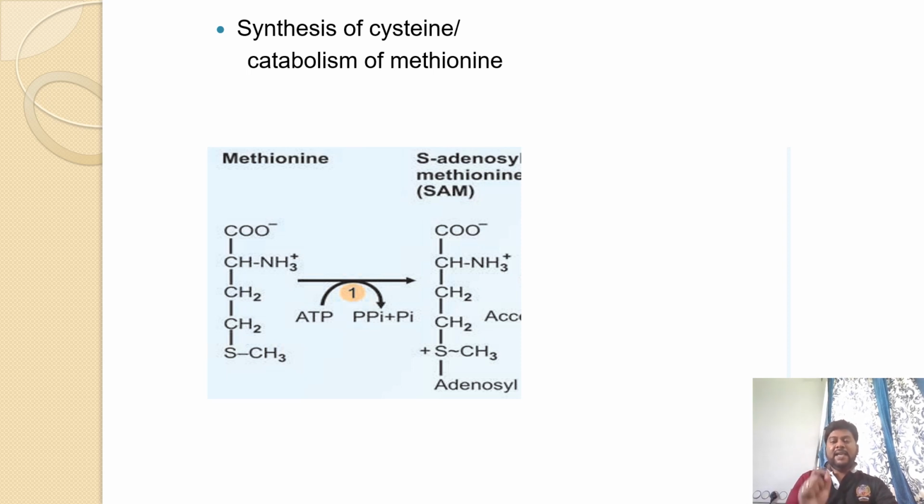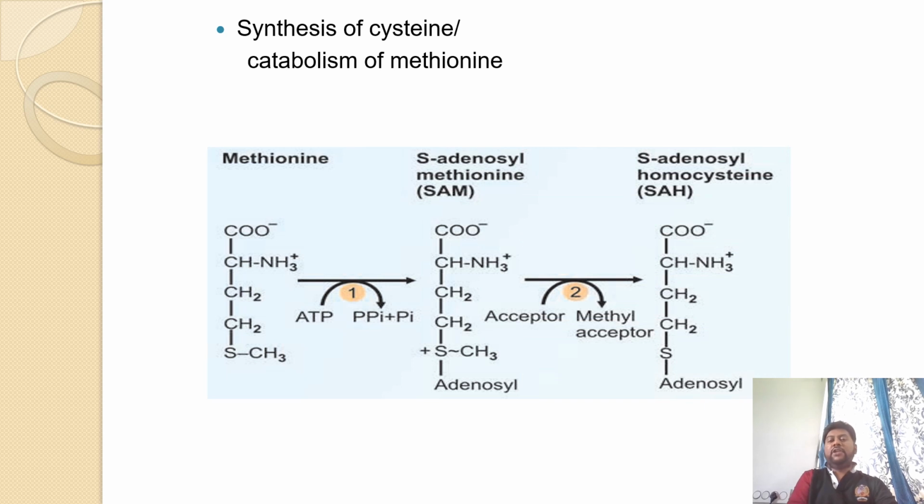As the name says, it transfers an adenosyl group to the sulfur atom of methionine and converts it into S-adenosyl methionine. In this process, when an adenosyl group is attached to the sulfur atom, the bond between the methyl group and the sulfur atom becomes weaker. As a result, this methyl group will be easily lost and the S-adenosyl methionine can be converted to S-adenosyl homocysteine. So this methyl group will be released. As you attach the adenosyl group, this bond becomes weaker and this methyl group will be released in the next step by an enzyme called methyl transferase.